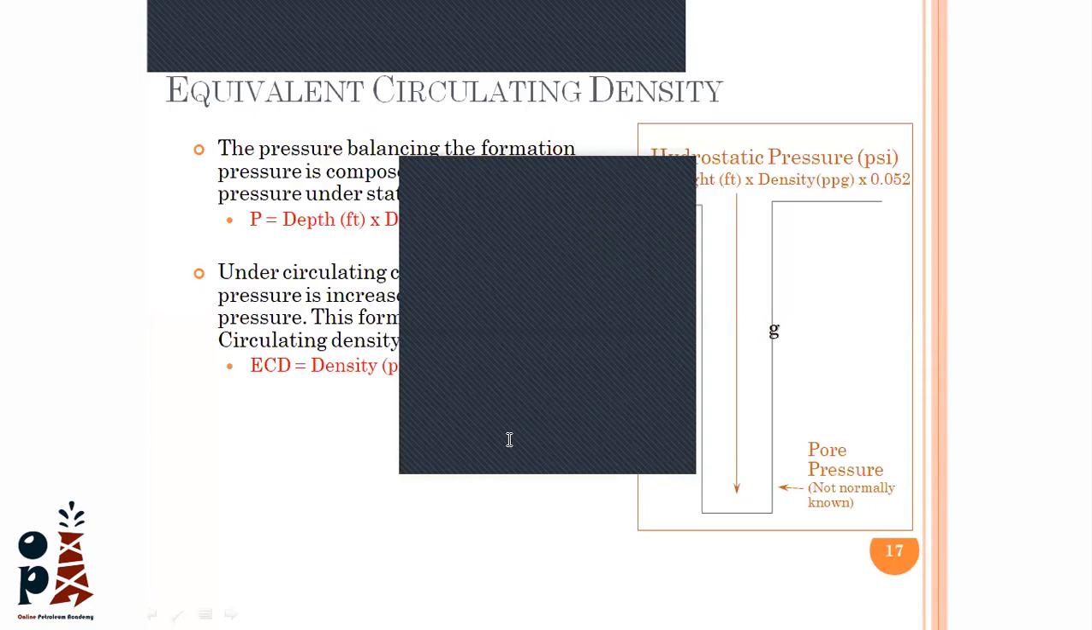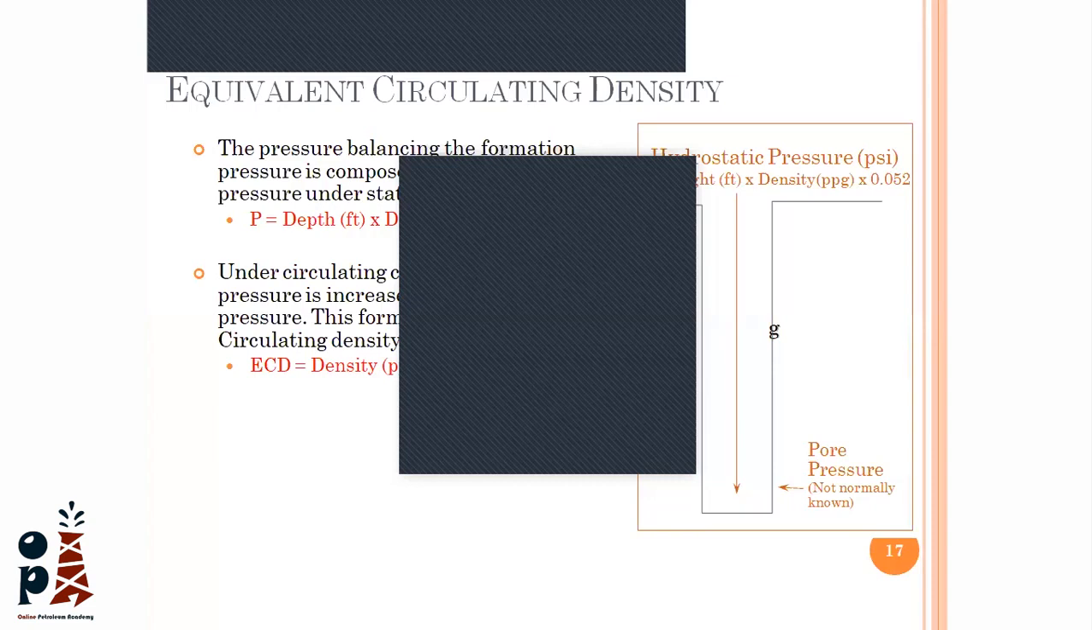Okay, there is a difference between LWD, PWD, and MWD. LWD is logging while drilling. PWD is pressure while drilling. Sorry guys, you know, MWD and LWD are very common. LWD is logging while drilling, PWD is pressure while drilling, and MWD is measurement while drilling.